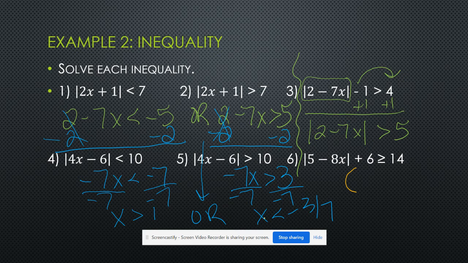X is less than goes to negative infinity, and then we have -3/7, union, starting at 1 and going to positive infinity for x is greater than 1. Again, all of these are parentheses because infinities are always parentheses. And if it's not equal to, then it does not get a bracket. It also gets a parenthesis.